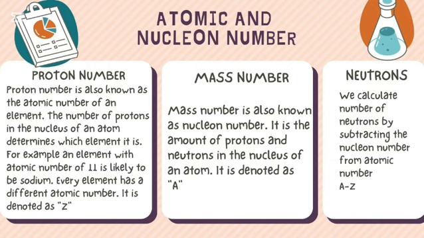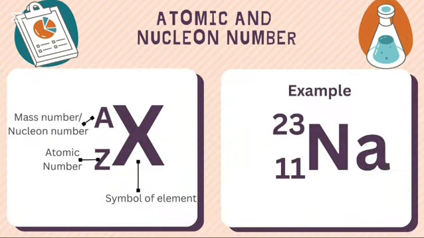Neutrons. We calculate neutrons by subtracting the atomic number from the nucleon number. A minus Z equals the number of neutrons. This is an example of how we write the symbol of an element with its atomic and mass number. X represents the symbol of the element, for example, Na for sodium. A represents the mass number, which is 23 for sodium, and Z represents the atomic number, which is 11 for sodium. Can you try to write the symbol, atomic number, and mass number of boron in this format? You may take help from the periodic table.